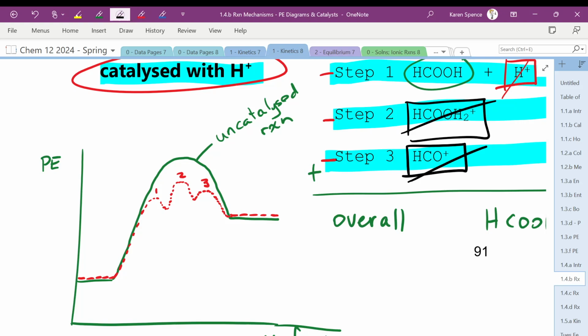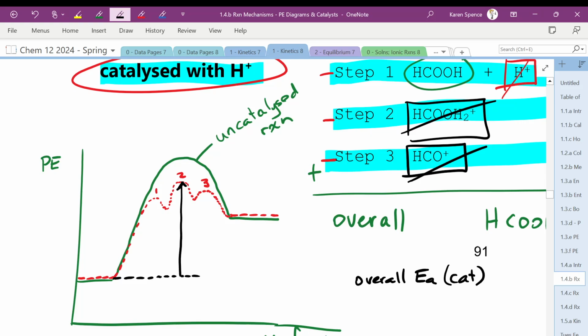Now, if we wanted the overall activation energy, where would we start and where would we finish? We would start at the reactants and we would finish at peak number 2. And I'm going to put cat here for catalyzed.